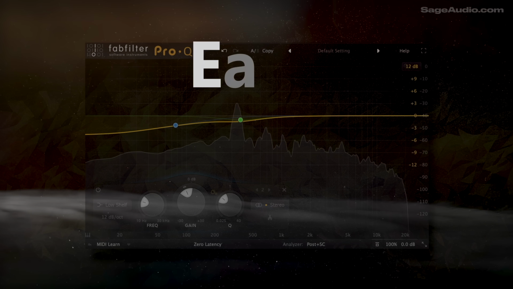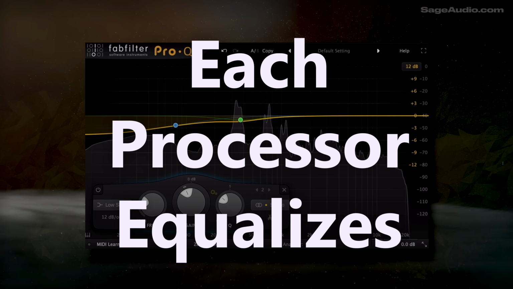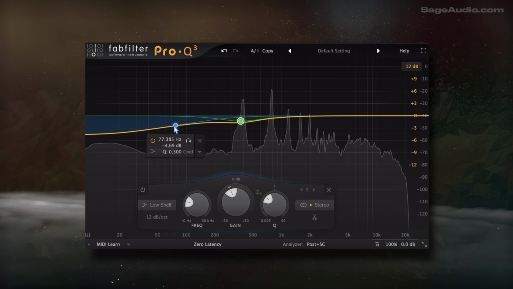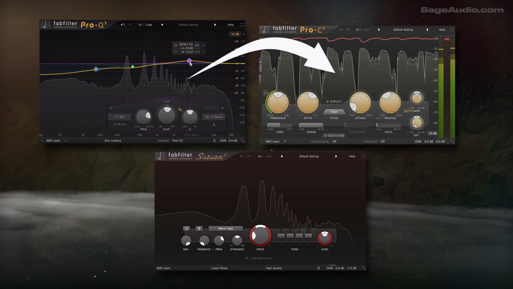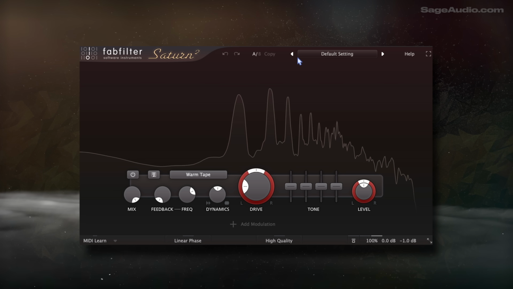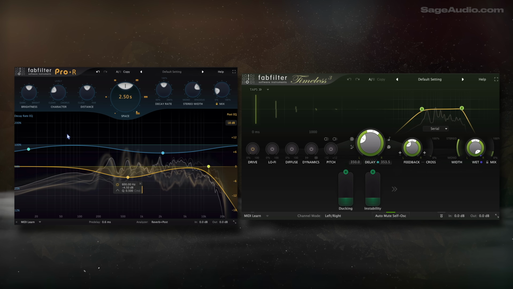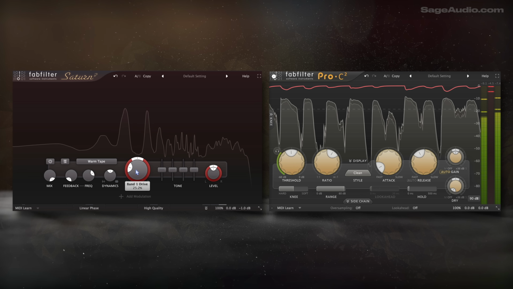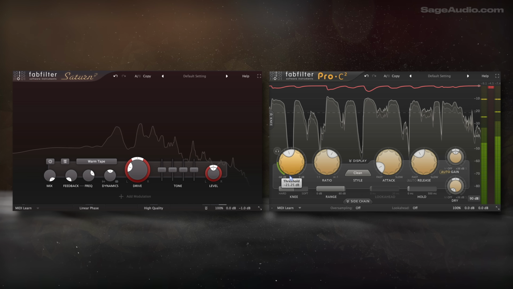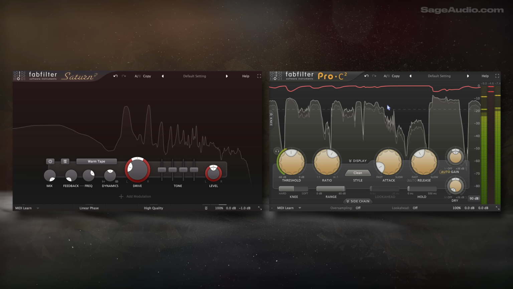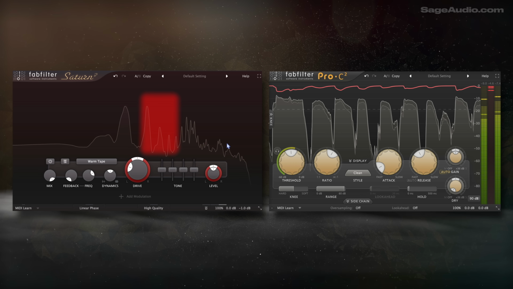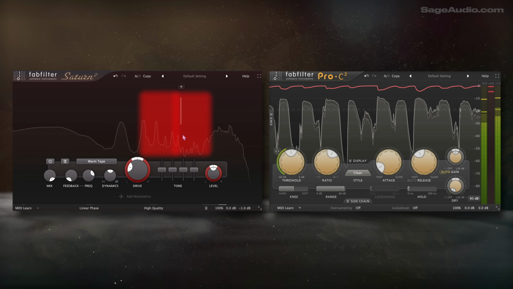Tip 1. Each processor equalizes the signal. So EQ is thought of as the only processor that equalizes. However, each processor in a vocal chain, including saturation, compression, reverb, delay, and so on, alters the frequency response. Saturators and compressors introduce harmonics, or multiples of fundamental frequencies, as well as some distortion that's not related to the fundamental. These harmonics amplify the range that they occupy.